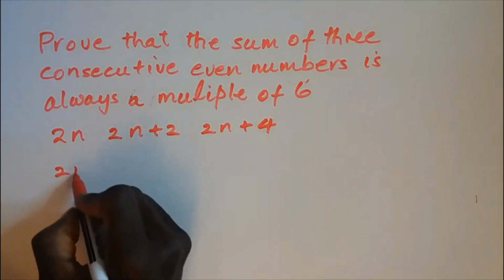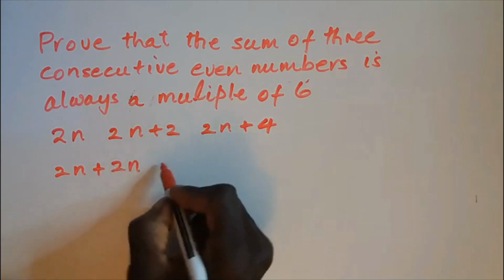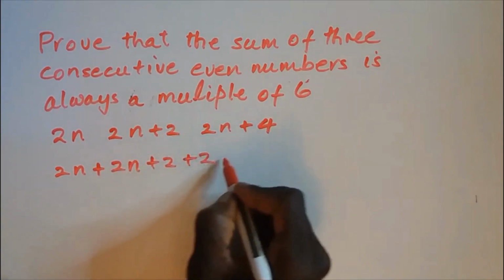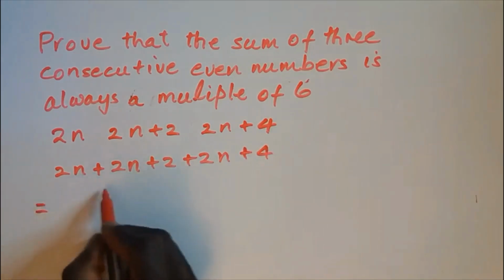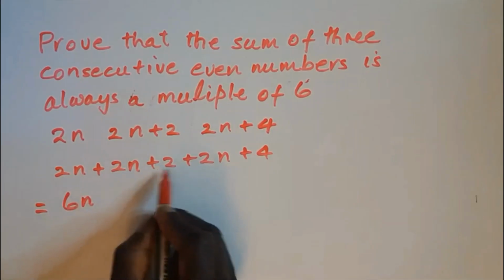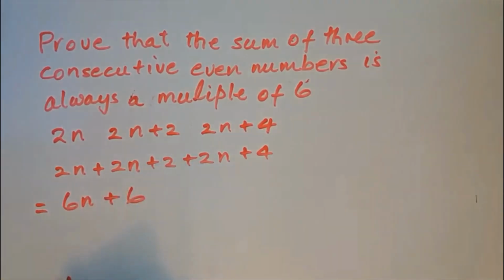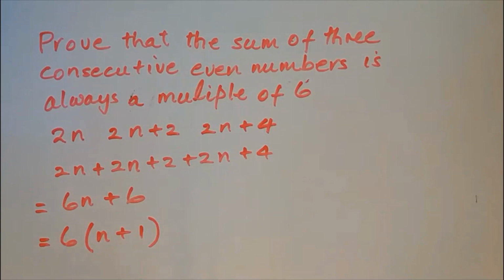So we have 2n add 2n add 2 add 2n add 4. This is equal to 6n add 6. And if we factorize, we can see that the sum of three consecutive even numbers is always a multiple of 6.